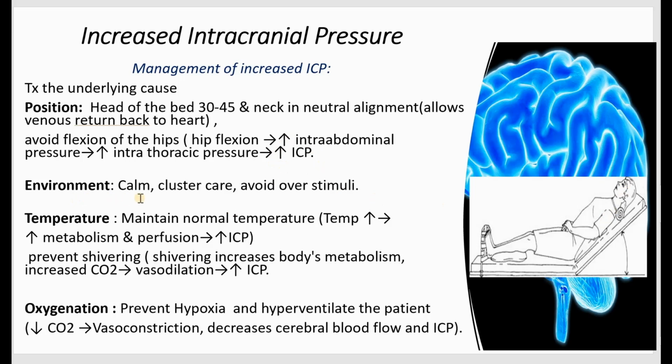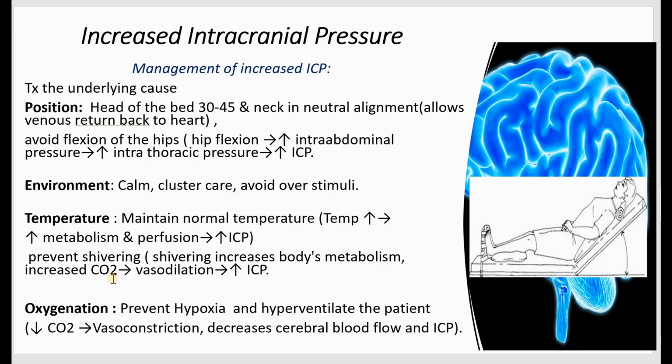Now, the environment should be calm for a neuro patient or increased ICP patient. Should be calm, cluster care, and prevent overstimuli. Temperature: maintain normal temperature, because if a patient has fever, give antipyretics. If fever or temperature increases, remember there is increased metabolism, there is increased perfusion, and that can lead to increased ICP.